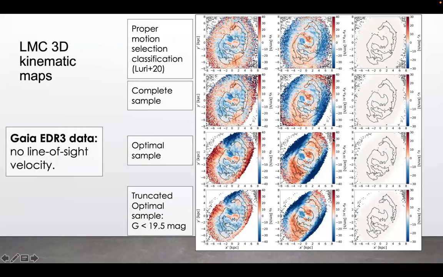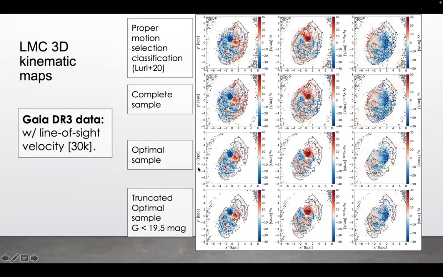This was for one of these samples, and now I show you that all the maps are qualitatively the same. In the bar region, in the outer parts, there are differences. For example, look at this negative trend here, which is not quite present in this more contaminated sample, or these trends here that are qualitatively the same, at least in the bar region. And if I make the same maps for the subsample with line of sight velocities, which is around 30,000 stars, it may seem a small number, but it's the largest sample with line of sight velocities we have so far in the LMC region. The trend is the same. So we have, again, this asymmetric quadrupole signature in the bar region.